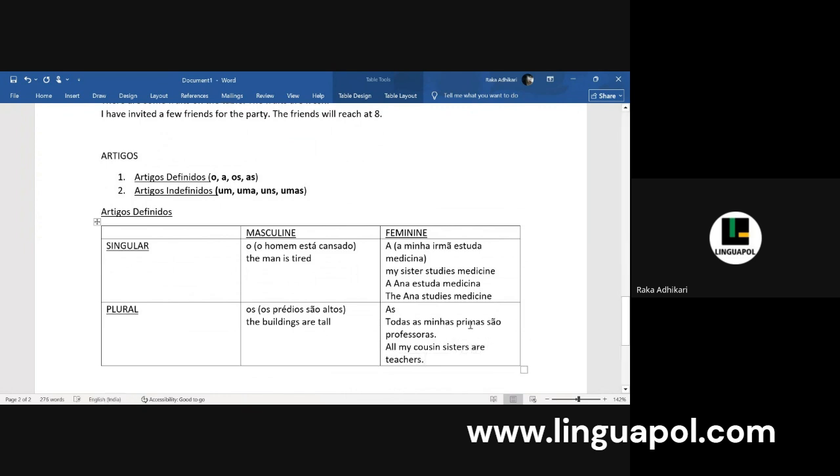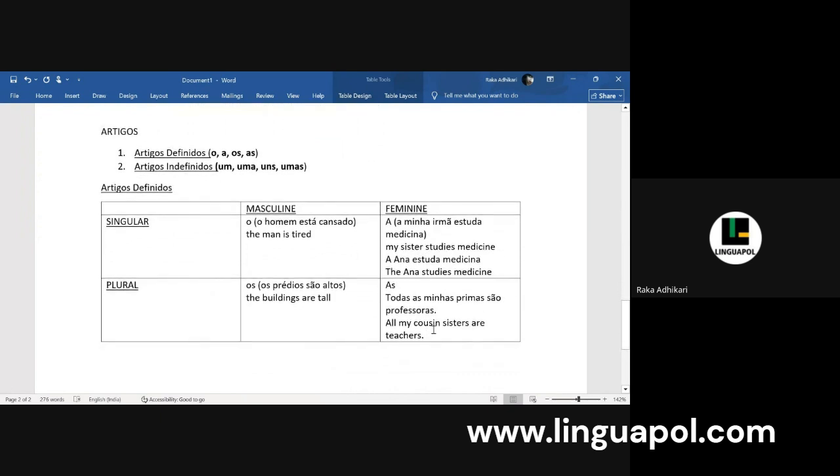Todas as minhas primas são professoras. Apart from this, where all can we use the definite article? Let's see. So, for example, o carro é muito rápido. The car is very fast. We are talking about a specific car. The car is very fast.